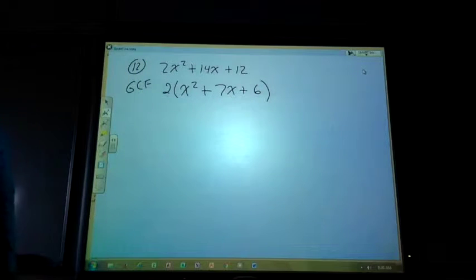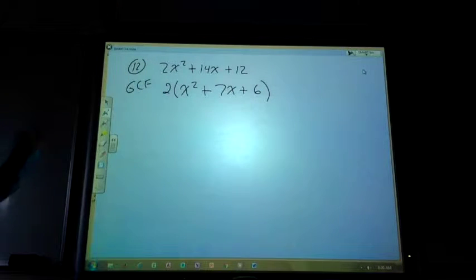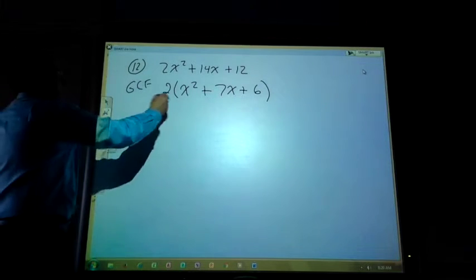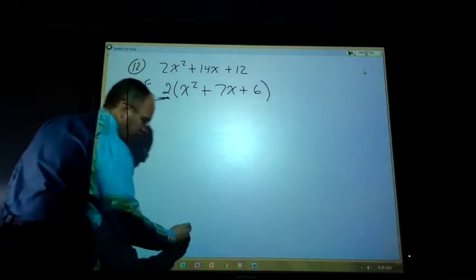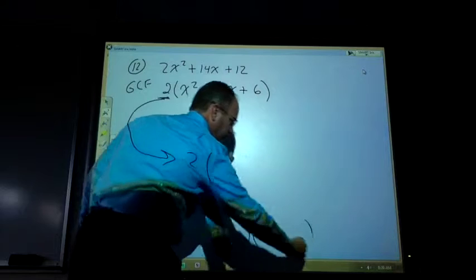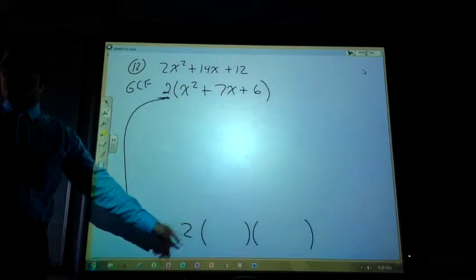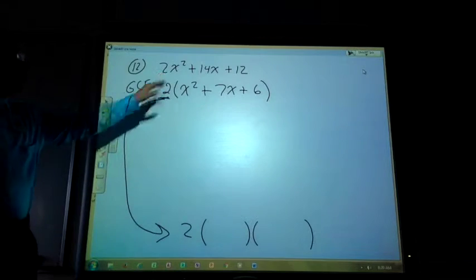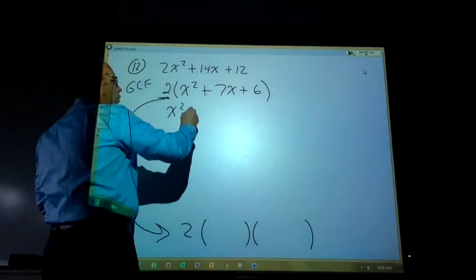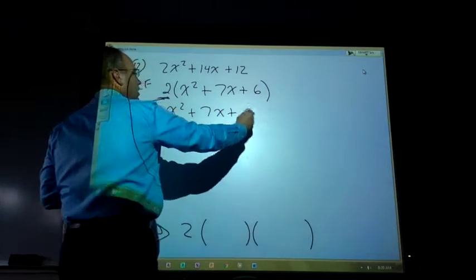Agreed? What did I say to do with the greatest common factor to the end? What should I do with it? Where does it go? At the end. So this is going to come all the way down to where I'm going to put the answer. Now, I'm going to ignore this for the rest of the problem because I know this is part of my answer. So now I'm going to look at just x squared plus 7x plus 6. Still with me?